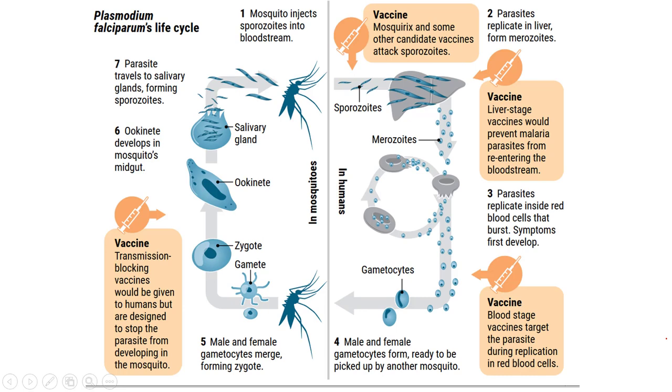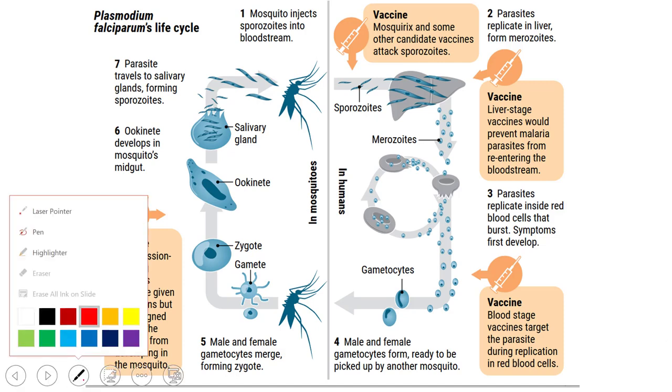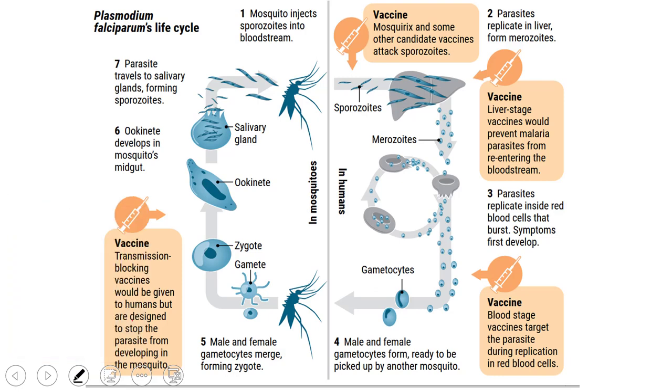Now let's look at the life cycle. This is showing you the life cycle of Plasmodium falciparum, which is the most common form of Plasmodium that is found in Africa. Let's take a look at the different life cycle stages. And in this diagram, we're also seeing vaccine targets, ways in which vaccines have tried to attempt to prevent the transmission of this infection. So let's start with step one.